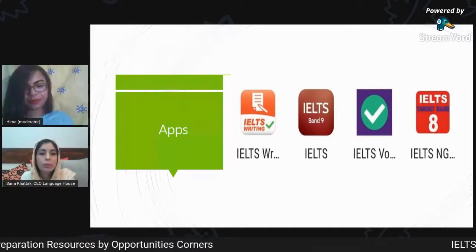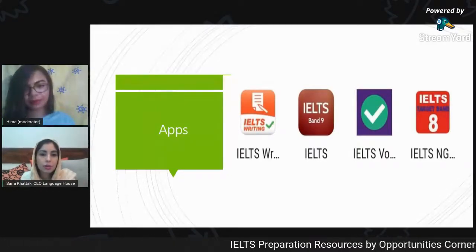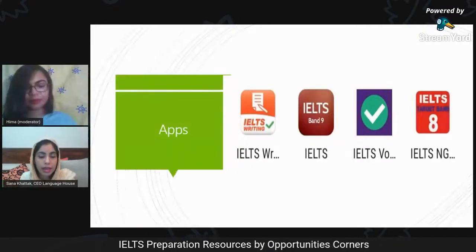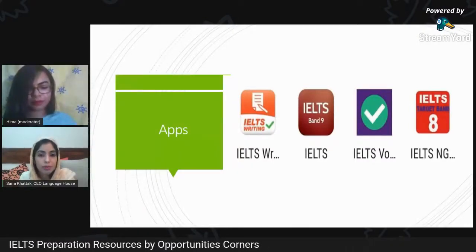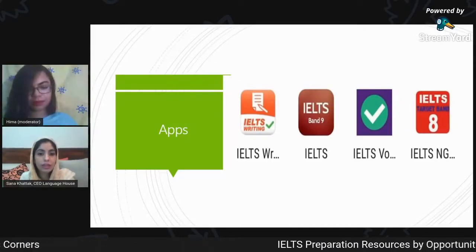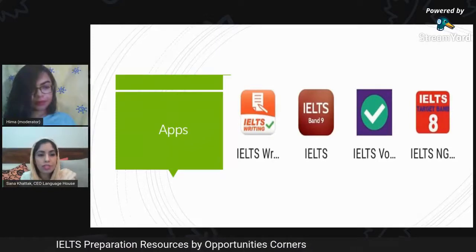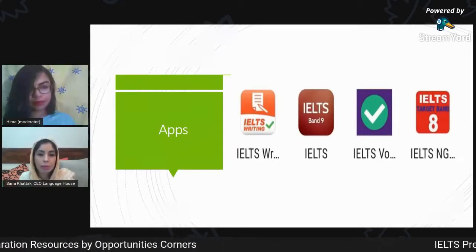Then the second app is IELTS Band 8, the one with the red icon in which it's written in white color, IELTS Band 8. This is also a very good app. It is also for IELTS writing, and it also has a lot of material related to IELTS writing. Again, very good standard material is available on this app as well.